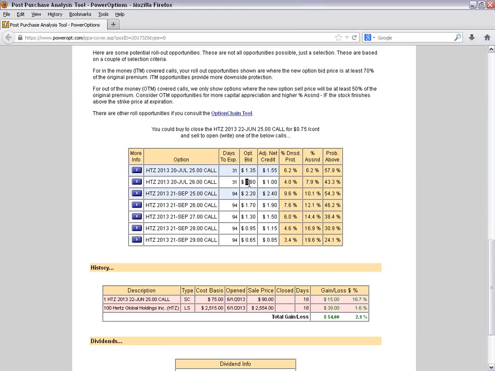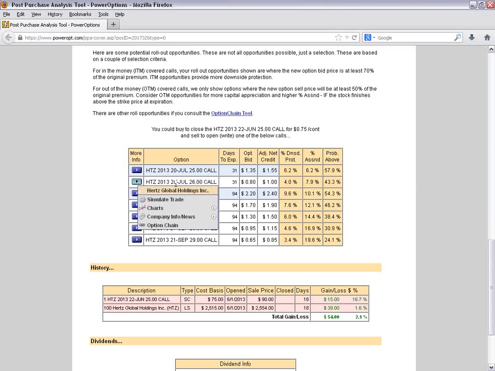All right, now this would be a lower net credit. I'm only going to receive 80 cents for the further out of the money call. Gives me an adjusted net credit of $1, so my downside protection is lower, but my potential return if assigned jumps up to 8%. And of course, we're showing you here what is the theoretical probability your stock would be above those strike prices in the next 30 or 90 days.